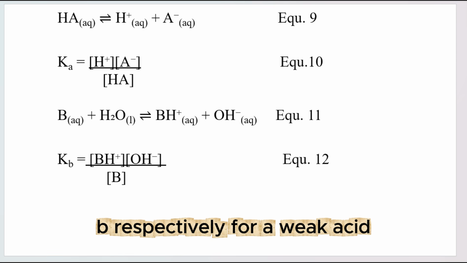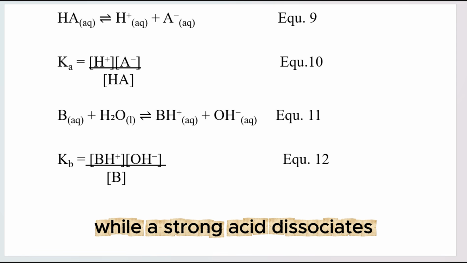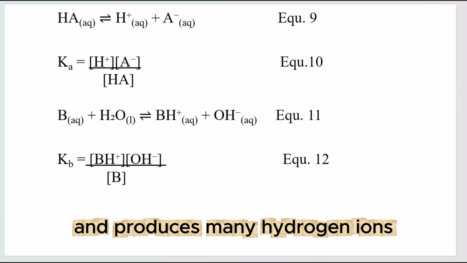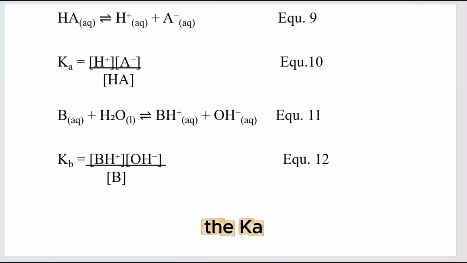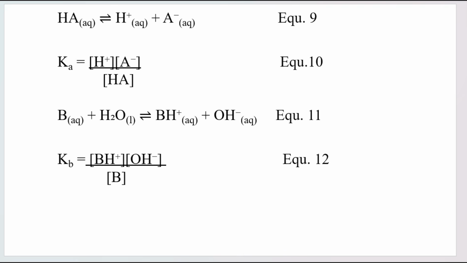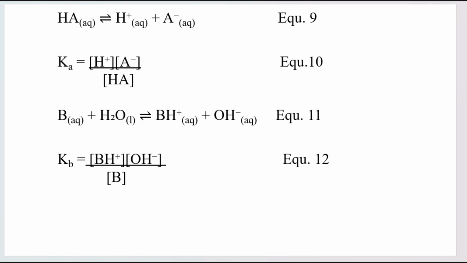A weak acid dissociates only partially in water, while a strong acid dissociates almost completely in water and produces many hydrogen ions. The Ka value of a strong acid is greater than that of a weak acid. So, the higher the Ka value in equation 10, the stronger the acid.